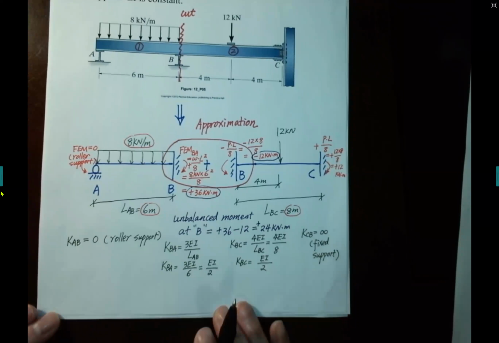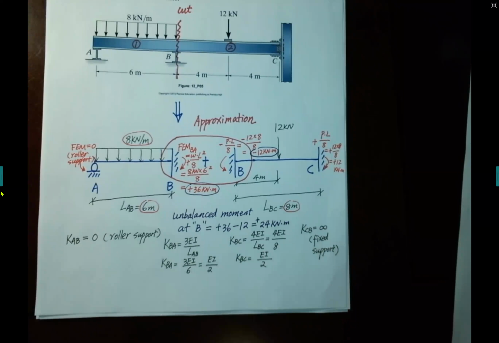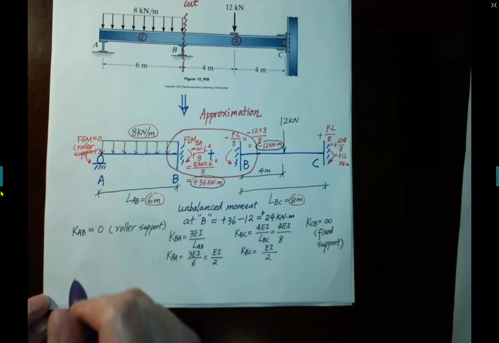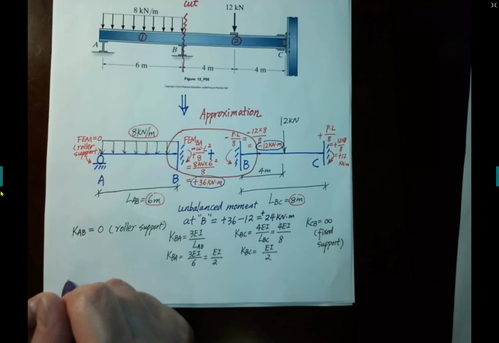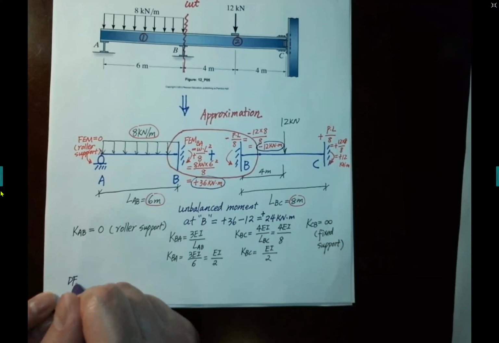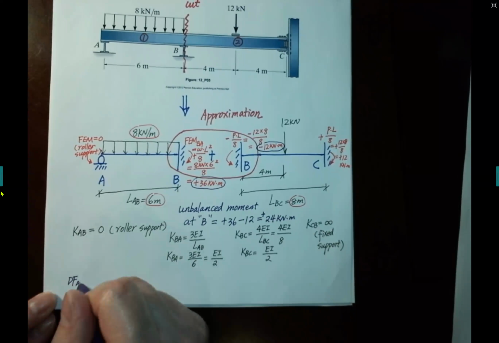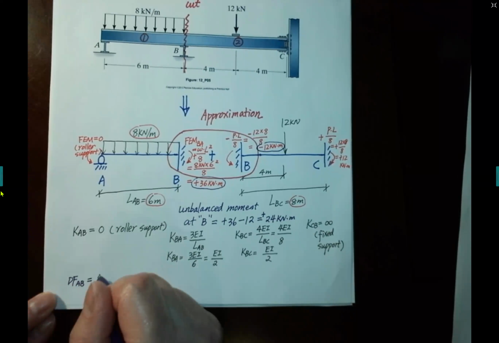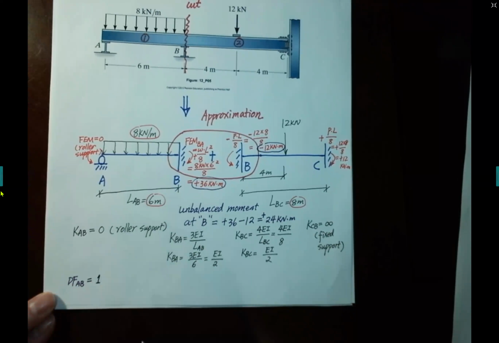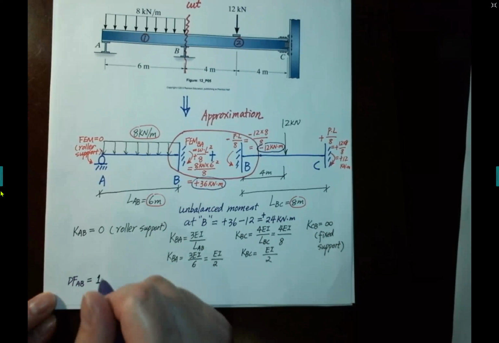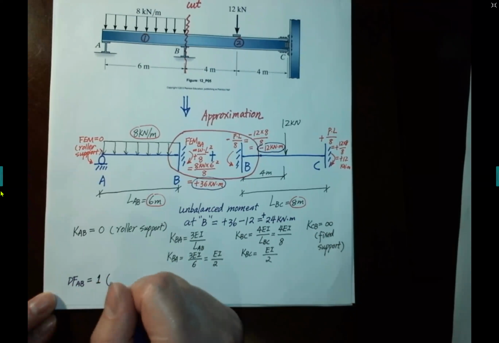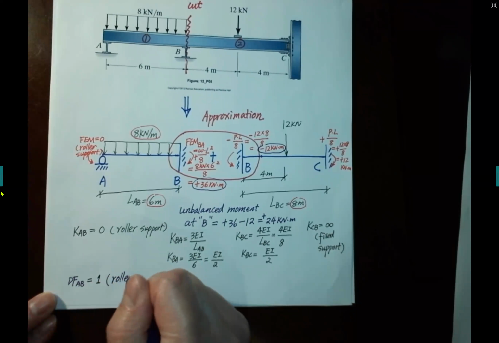Next, we will calculate distribution factor based on the relative stiffness. And first, let's calculate distribution factor at A. A is a roller support, so roller support cannot take any moment. If there is a moment, it will distribute all the moment to the other side. So distribution factor equals to 1 for roller or pinned support.